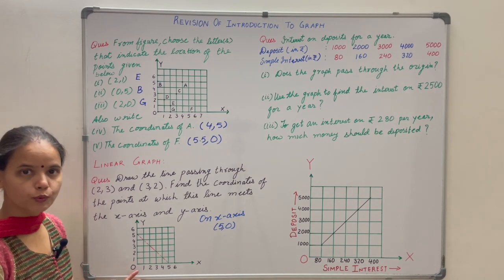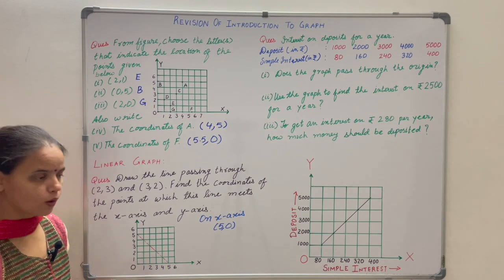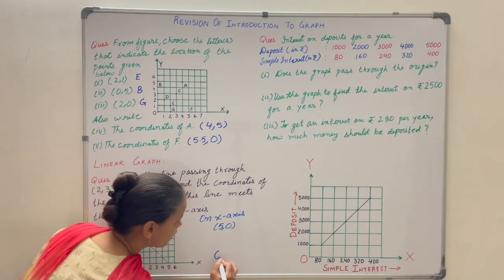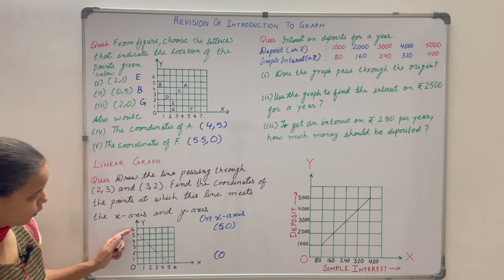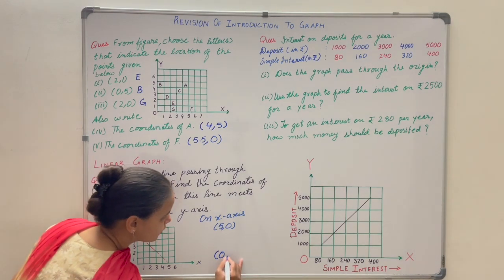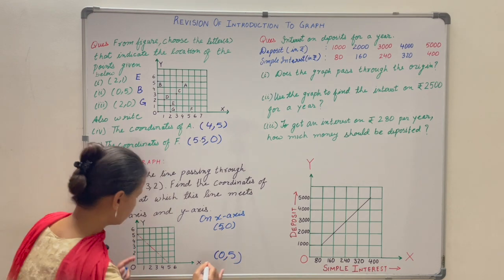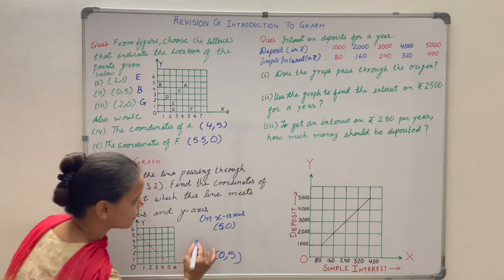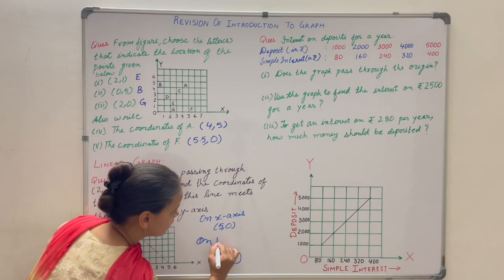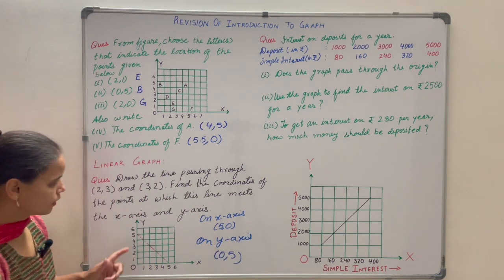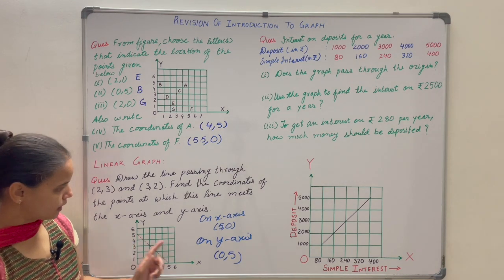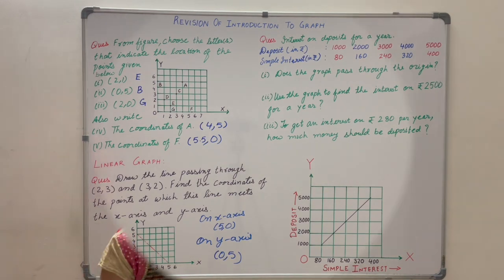Now for y-axis, you are standing here. You are not moving towards right. So your x coordinate is 0 and you are moving 5 units vertically upward. So y coordinate is 5. So this is the point. So on y-axis, the coordinate of this point is 0 comma 5.